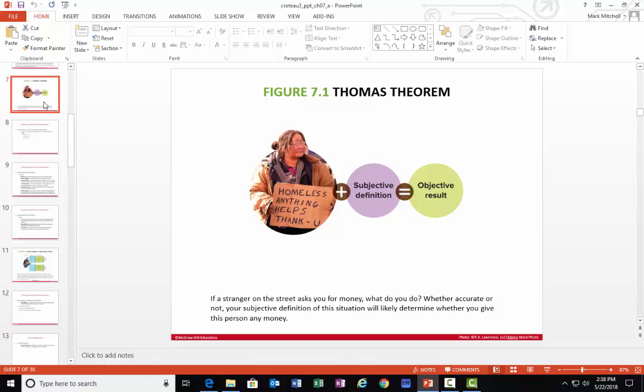But our book uses this as another example of the Thomas theorem, based on how you maybe think of people who are homeless or unemployed. Maybe that's where the stereotype kicks in. If you feel that they're not worthy of your money, then maybe that influences what you do, that your subjective definition, and then what you do is the objective result.